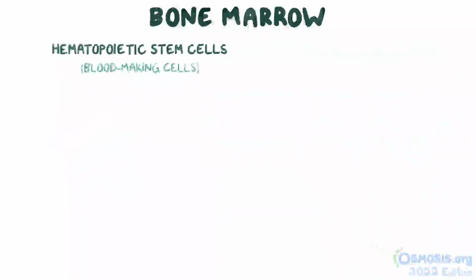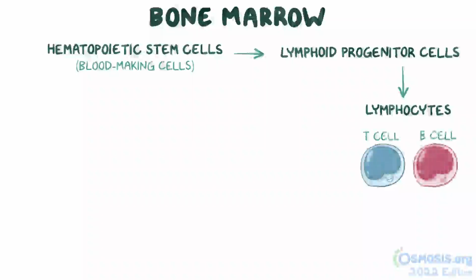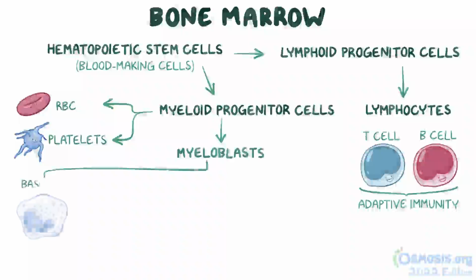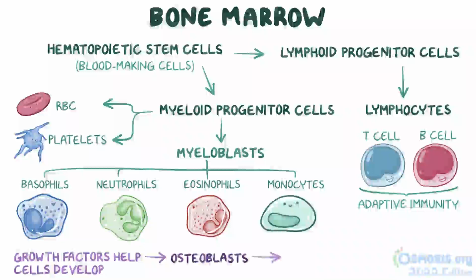The hematopoietic stem cells give rise to the lymphoid progenitor cells, which mature and differentiate into lymphocytes like T and B cells, the main cells involved in your adaptive immunity, and the myeloid progenitor cells, which differentiate into red blood cells, platelets, and myeloblasts, the progenitors of basophils, neutrophils, eosinophils, and monocytes. There are a number of growth factors that help these cells develop. For example, osteoblasts release a substance called MCSF, macrophage colony stimulating factor, which helps stimulate myeloid cells like monocytes.